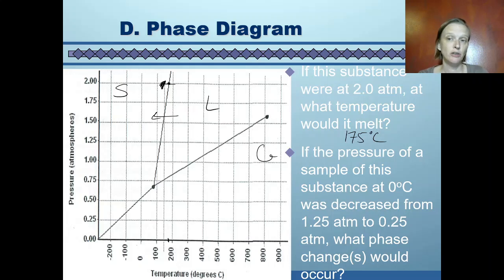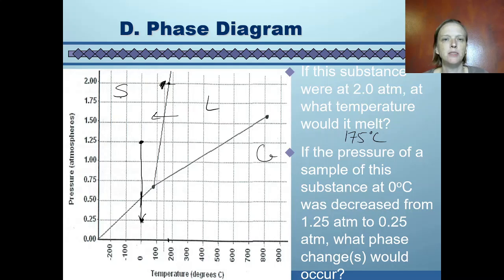If the pressure of a sample of this substance at 0 degrees, so we're looking here, was decreased from 1.25 atmospheres to 0.25 atmospheres, what phase change or changes would occur? So we start at 1.25, we start up here, and we drop to 0.25. So we're going this direction, down, across this arrow.